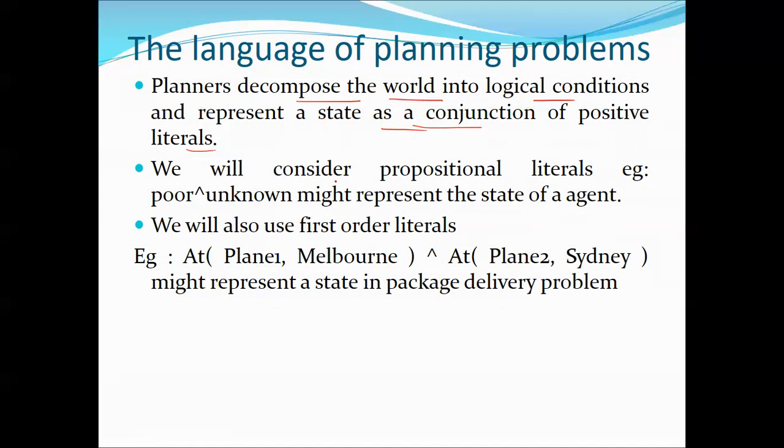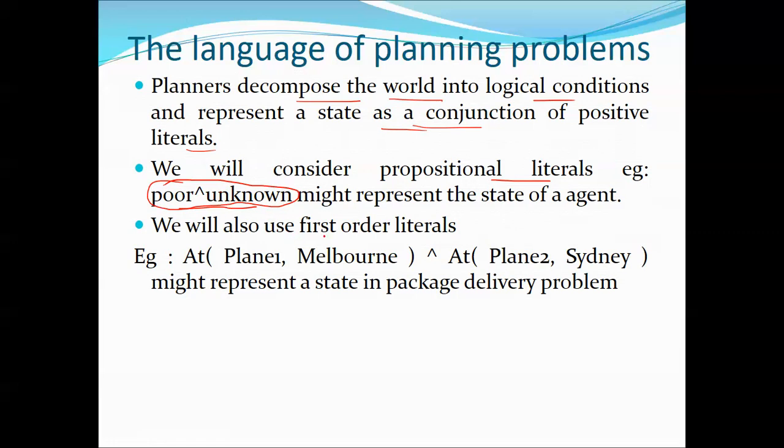For example, if you consider the propositional literals poor and unknown, it might represent a state of an agent, which means that some individual is poor and unknown. So normally states are represented like this using STRIPS: poor and unknown.